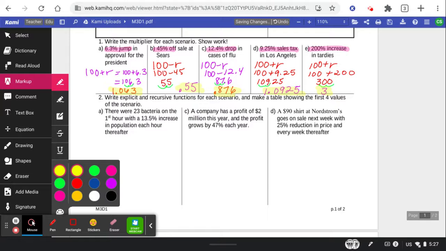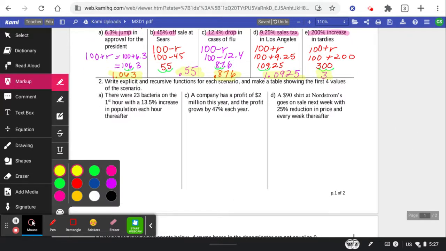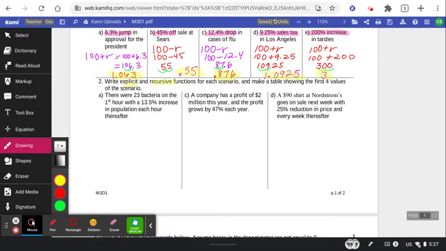Okay, so that was just some practice in our multipliers. Now we're going to apply it to a word problem. So writing the explicit and the recursive functions for each scenario, making a table for the first 4 values. Here we go. You need to have a calculator handy. Please pause this and go grab a calculator.